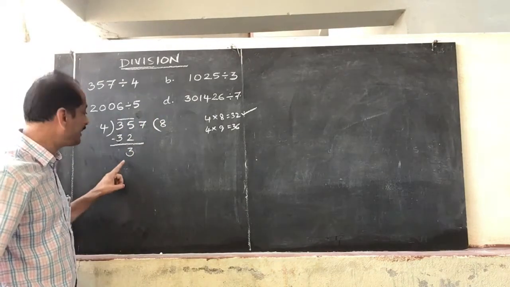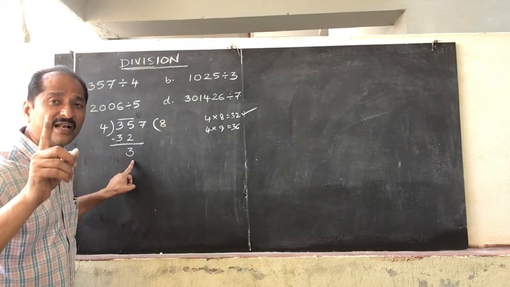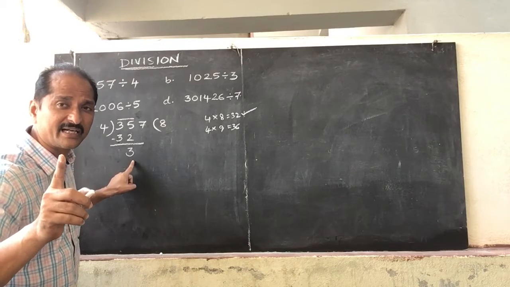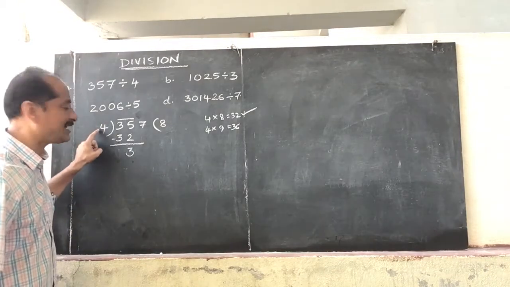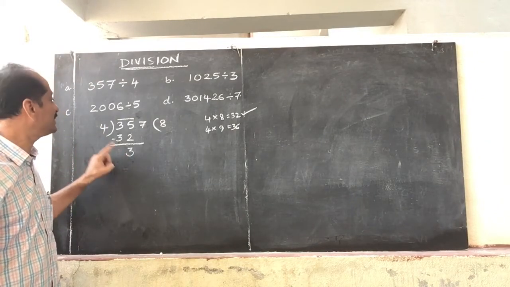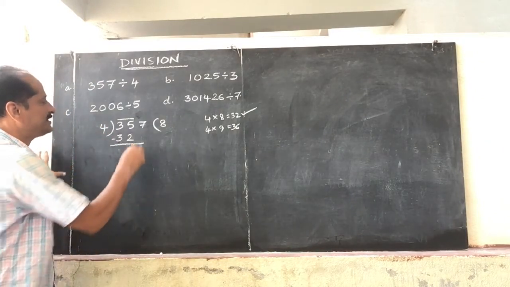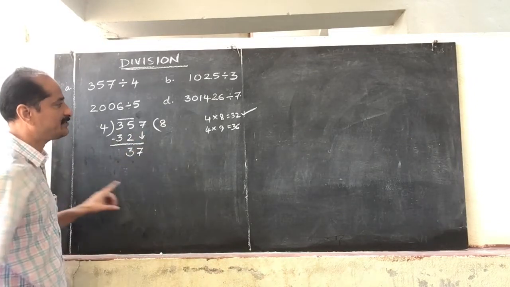Now here the remainder we have got is 3. Remember carefully what I am telling. Whenever we subtract, the remainder should be less than the divisor. 3 is less than 4, yes. So only this is correct. So next digit is 7. Bring down 7.